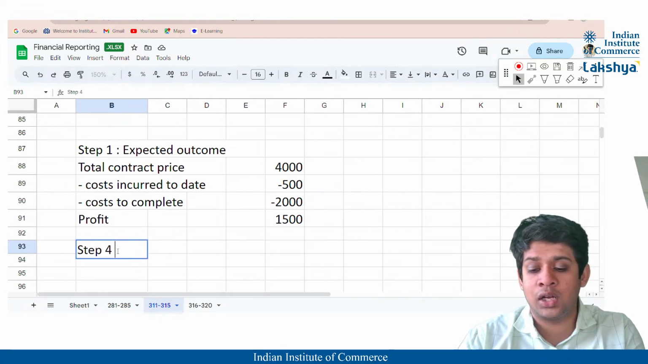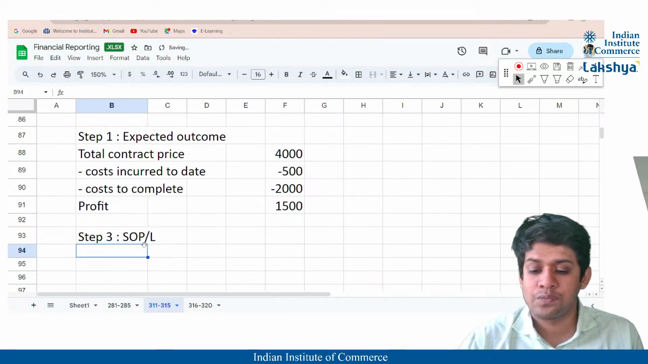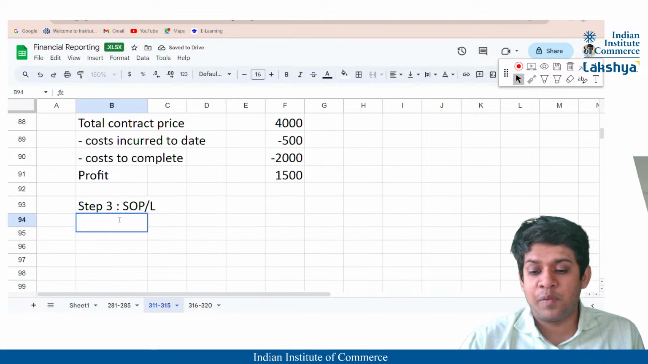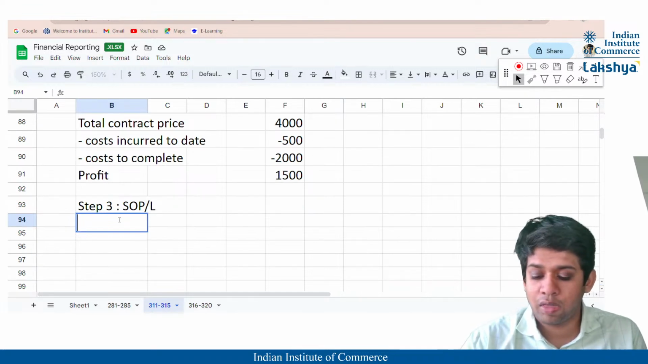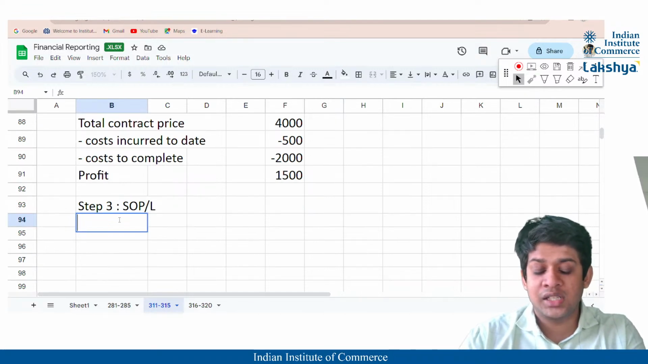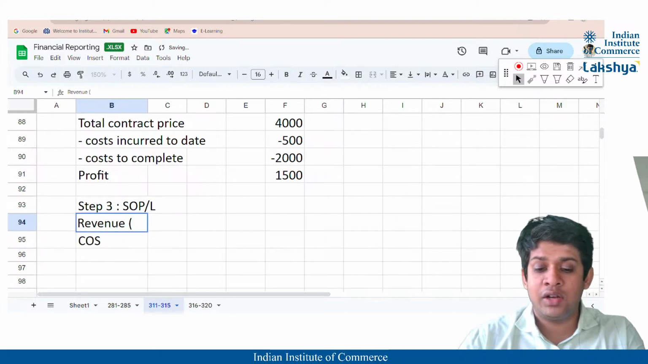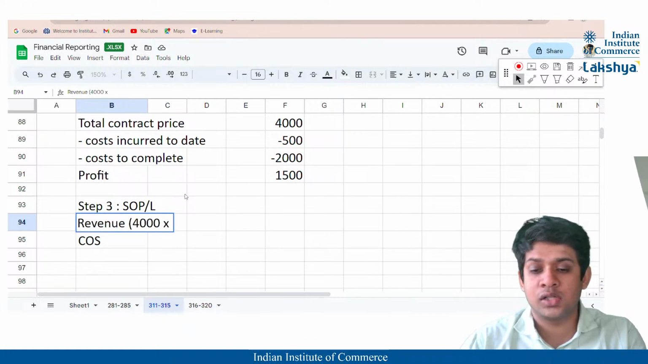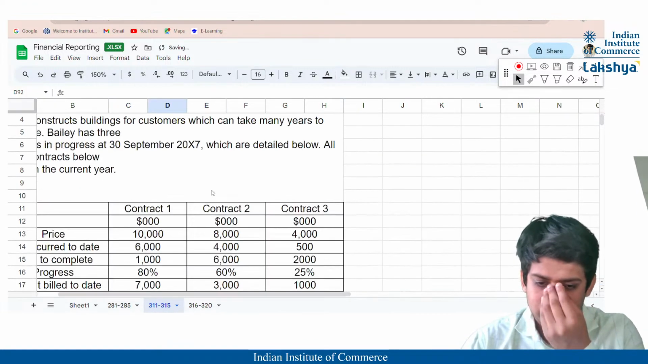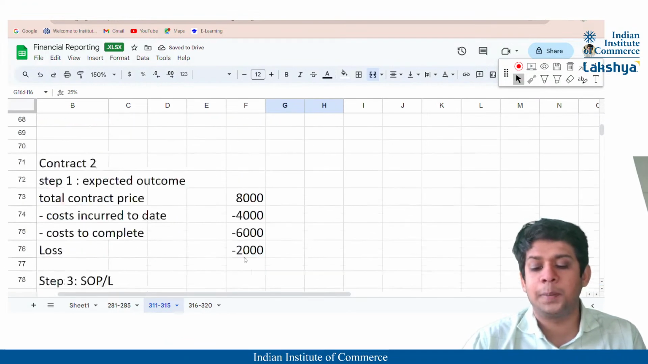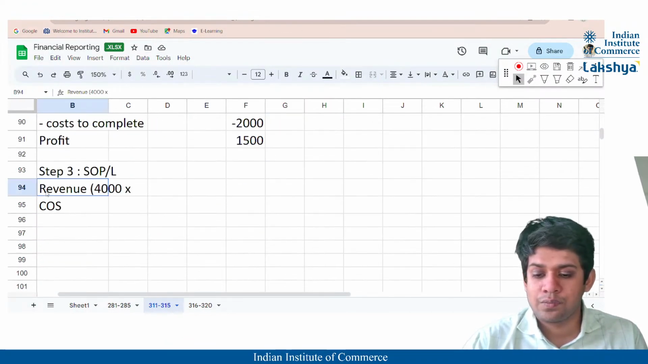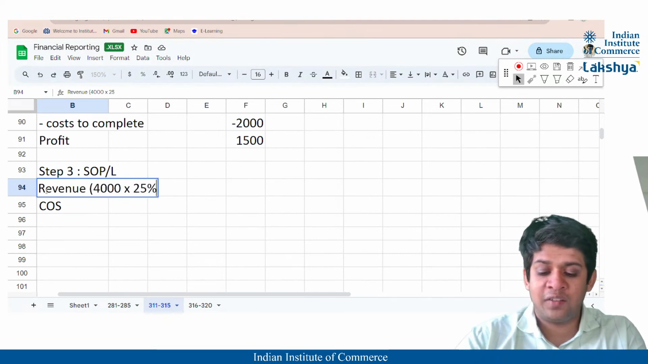We'll directly jump to step 3, that is statement of profit or loss, right? In the statement of profit or loss, guys, you have to firstly recognize the revenue and the cost of sales. Revenue will be 4,000, which is the total contract price, into the progress percentage. What was the progress percentage? 25%, right? Into 25%.